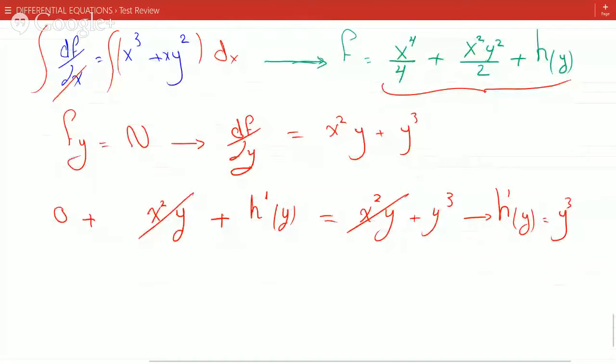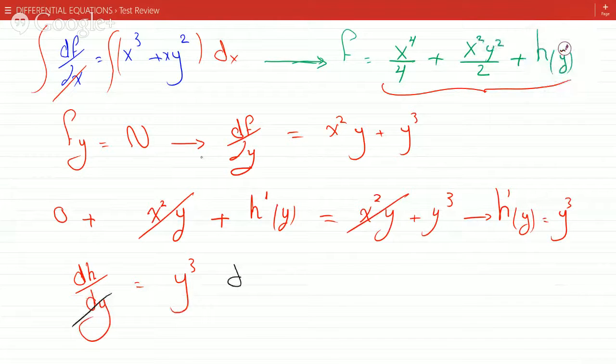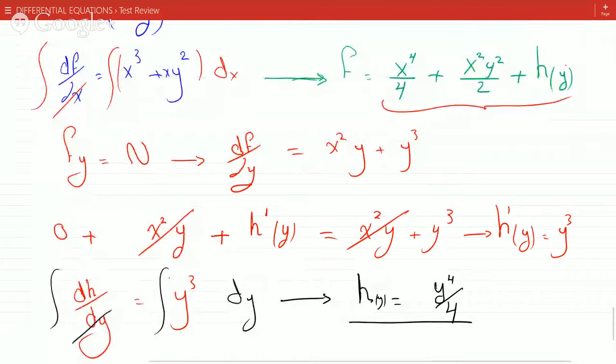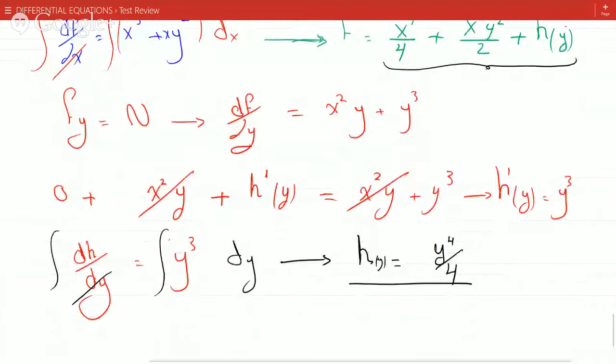Well, h prime of y is nothing but dh over dy equals y cubed. So what we can do, put the dy here and integrate both sides, yeah? Integral of dh is h, integral of y cubed is y to the 4 over 4. So we found our h of y, and we've already determined our f right here. So now we can substitute h of y in f.